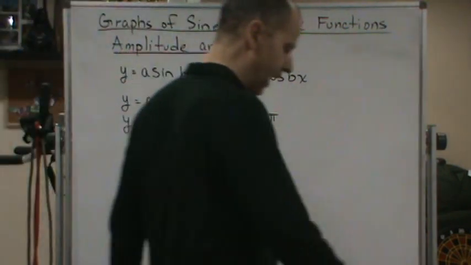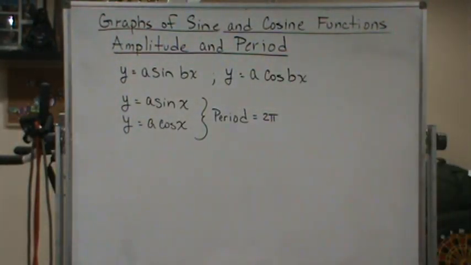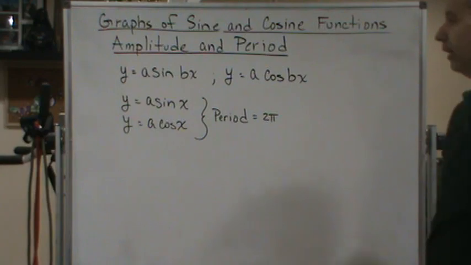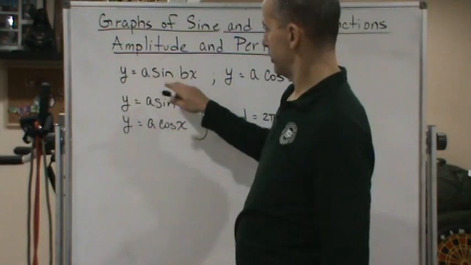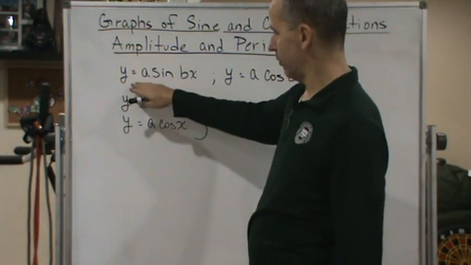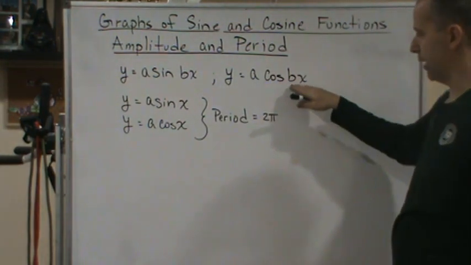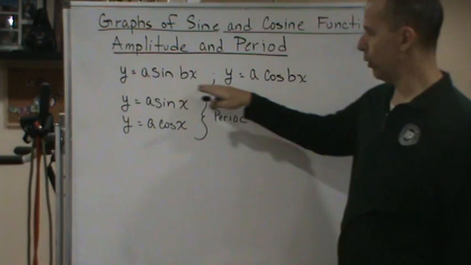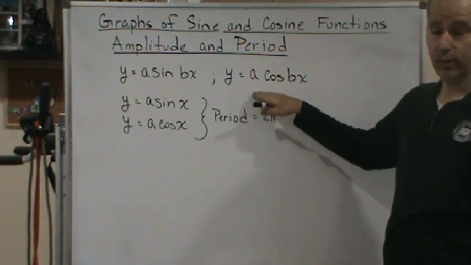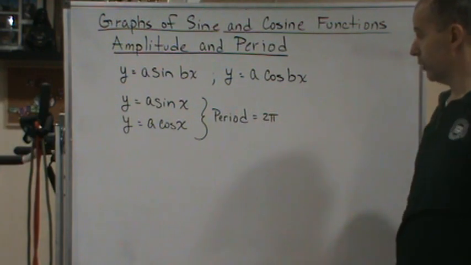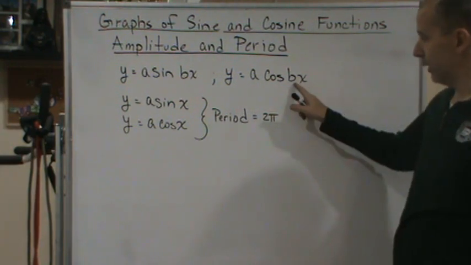All right, welcome back. Now what we're going to do is start investigating how B affects the graph of sine and cosine. So now we're adding B. We've got y equals a sine bx and y equals a cosine bx, right? We already know what A does to the graph. It's either going to vertically stretch or vertically shrink the graph. But now what does B do?